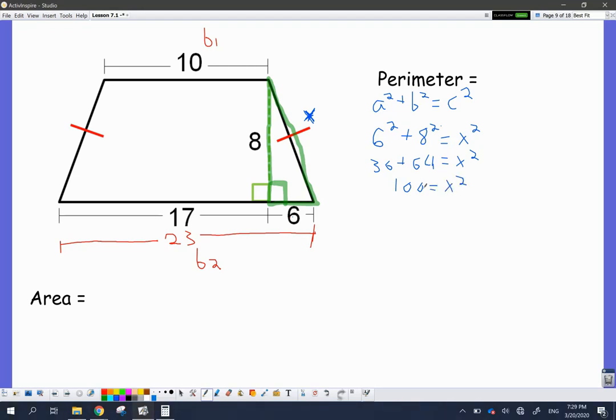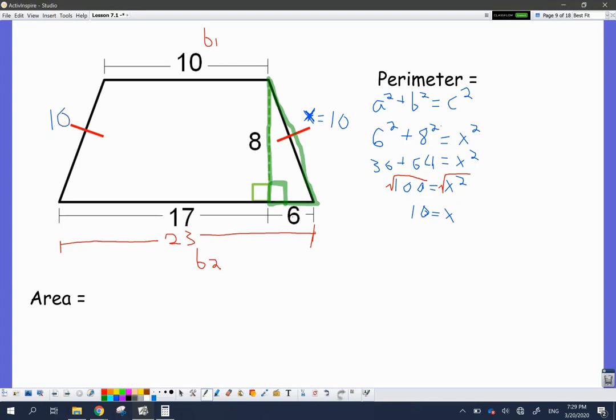Now remember, that's x squared, but I don't want x squared. I want just x. So to cancel out that square, I want to square root both sides, and this is something that I do know. The square root of 100 is 10, which means that x is 10, which means that this side is 10. And since this side and this side are congruent, that means this is 10.